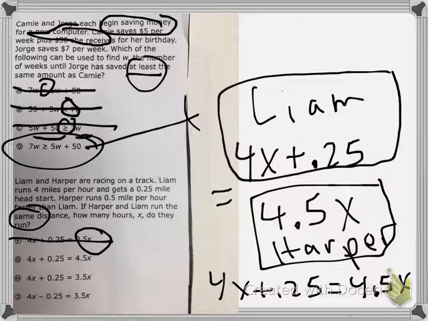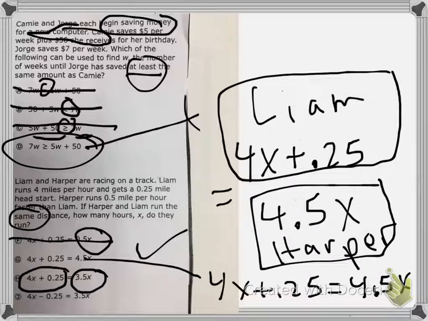Then when I look at the second equation, 4x plus 0.25 equals 4.5x, that looks like our problem, so it does match. All right, when I look at letter H, the thing that throws me off, I do see Liam's expression written correctly, but I don't see Harper's expression written correctly. So that makes that one wrong. And then for the last one, I see here, instead of having a head start, this would represent him being behind. So this one cannot be right. So the best answer here is letter G.